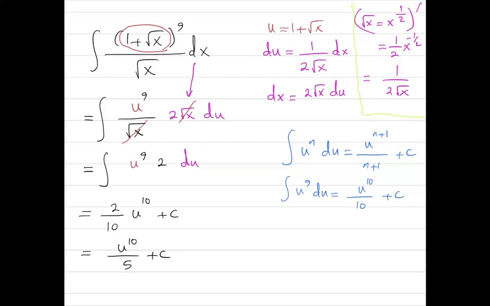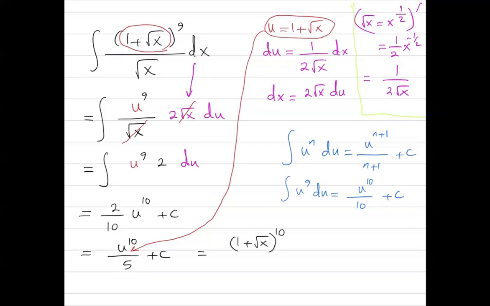No, not yet. Our u is 1 plus square root of x. So wherever we see u, we're going to substitute that by the quantity in x. You get 1 plus square root of x, everything inside parentheses to power 10 over 5 plus constant of integration.